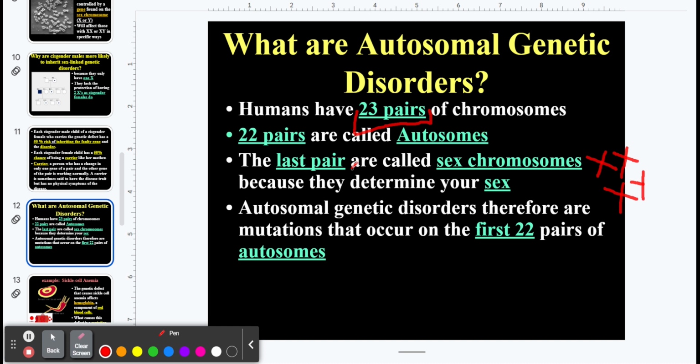The other 22, because there's 23 pairs, are called autosomes because they are on the body. They're body chromosomes. They are not sex linked. So these are called body. There we go. And anything that says autosomal is going to be on the non-sex-linked chromosomes.